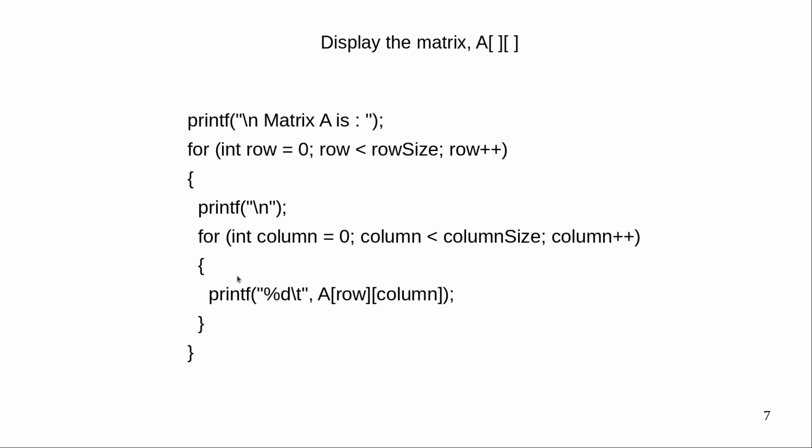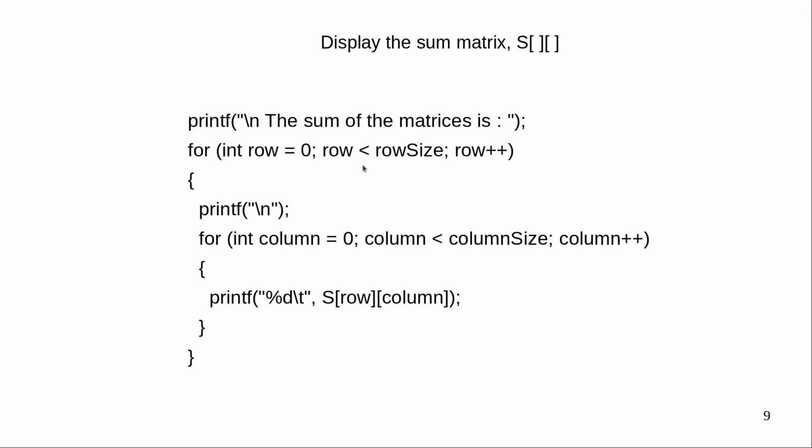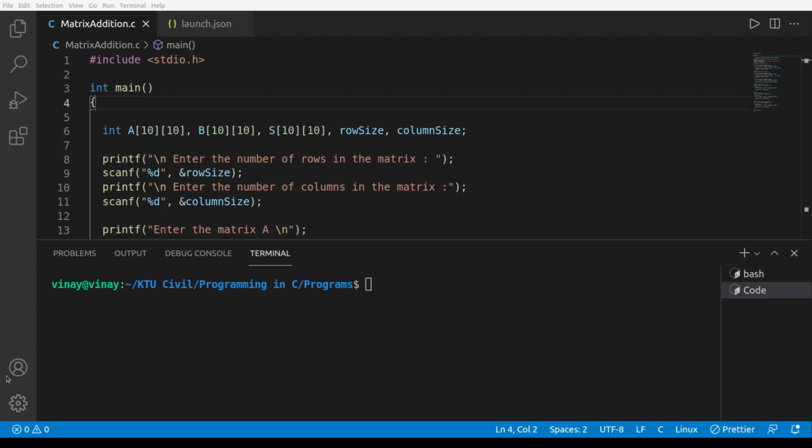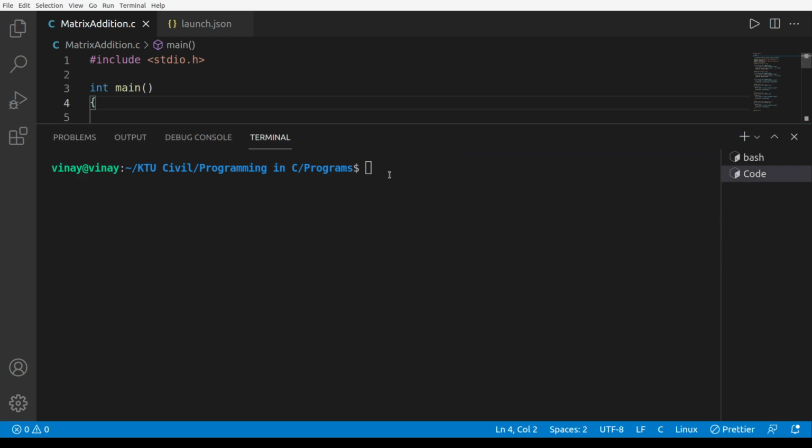You may display the matrix A. So again, with two loops you can display the matrix A. After that, you can display the matrix B, and further you can display the sum matrix. Okay. So that's it about this program. So now what we can do is that I have actually written this code. We'll just try running this program, and we'll see if things work as we expect.